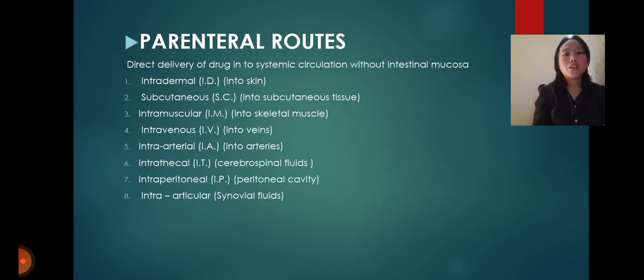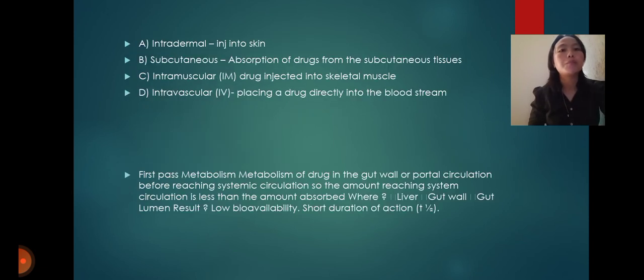So that is the enteral route. Next are the parenteral routes. The parenteral route is the direct delivery of the drug into systemic circulation without passing the intestinal mucosa. So, it no longer goes inside the gut, it can go through the skin, tissue, or muscle. We will go through them one by one: intradermal, subcutaneous, intramuscular, intravenous, intraarterial, intrathecal, intraperitoneal, and intraarticular. So, these are routes that no longer need the intestinal mucosa, but can go through the skin or tissue.